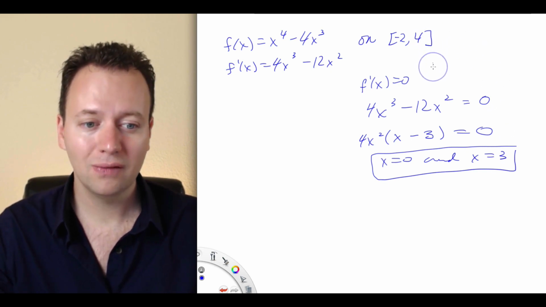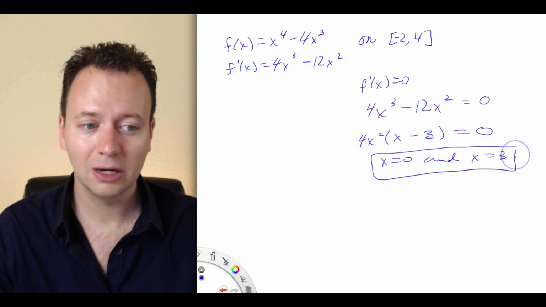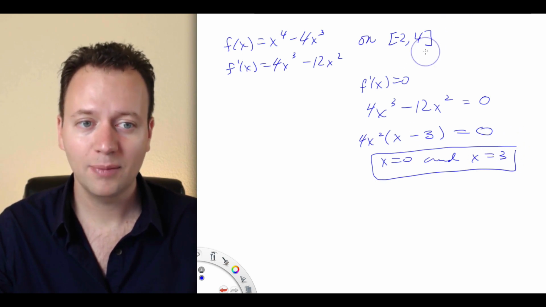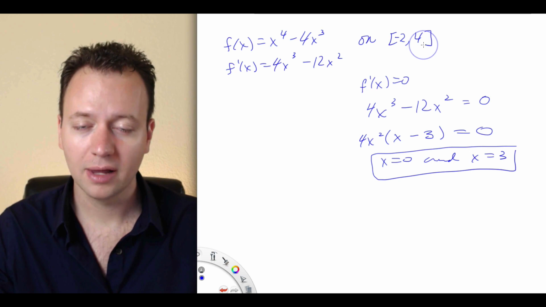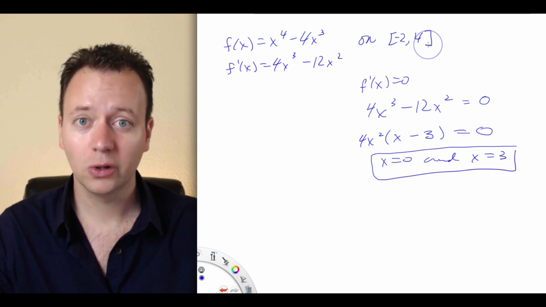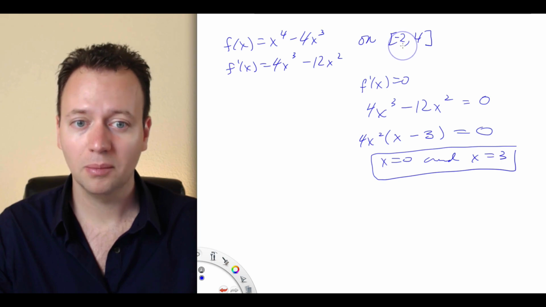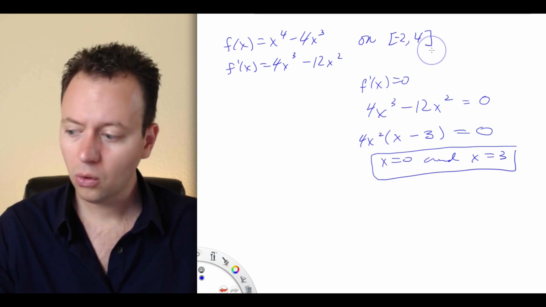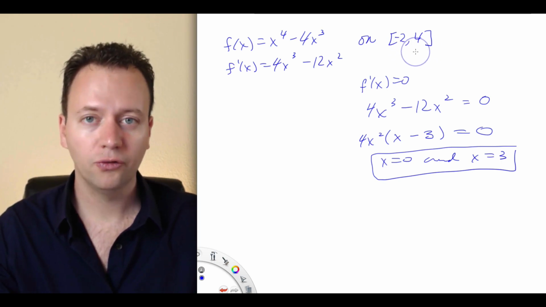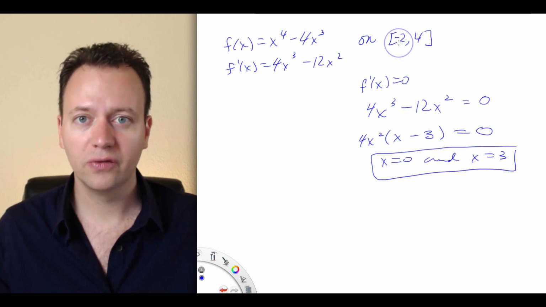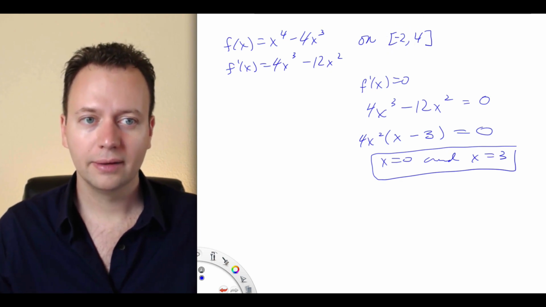Now the second derivative test can be used at the points 0 and 3, but it can't be used at -2 and 4. We can just look at the derivative and say, well, what's the derivative when x is equal to -2? Or what's the derivative when x is equal to 4? And then if the derivative is positive, we can see what happens as a result of that in a moment.